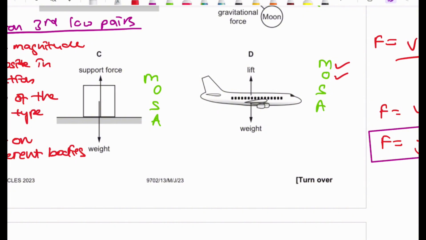Are they of the same type? Well, the lift might be because of the engines, the thrust on the aeroplane. So we can't really say they're the same type as the gravitational force of the weight. So not exactly. Are they acting on the same body? Of course, because it's all acting on that aeroplane over there. But are these forces acting on different bodies? They're not, like I've said. So this is out.